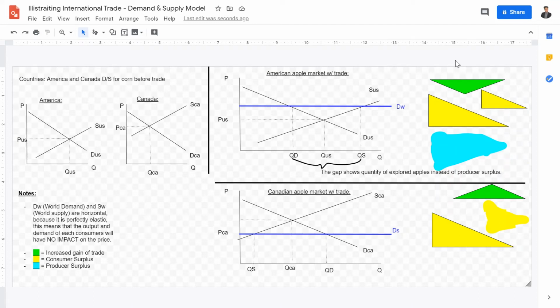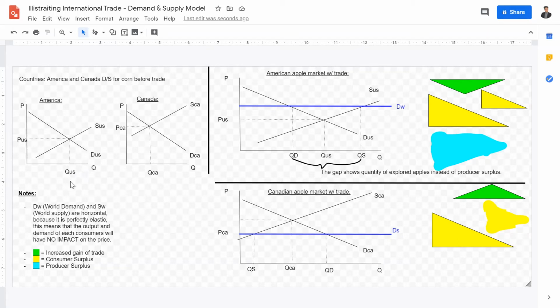Today, I want to take this time to really go over illustrating international trade using the classical demand and supply model. I want to use two examples, the example of America and Canada. Right here on the left, we can see the two diagrams. These are two diagrams before the countries trade.